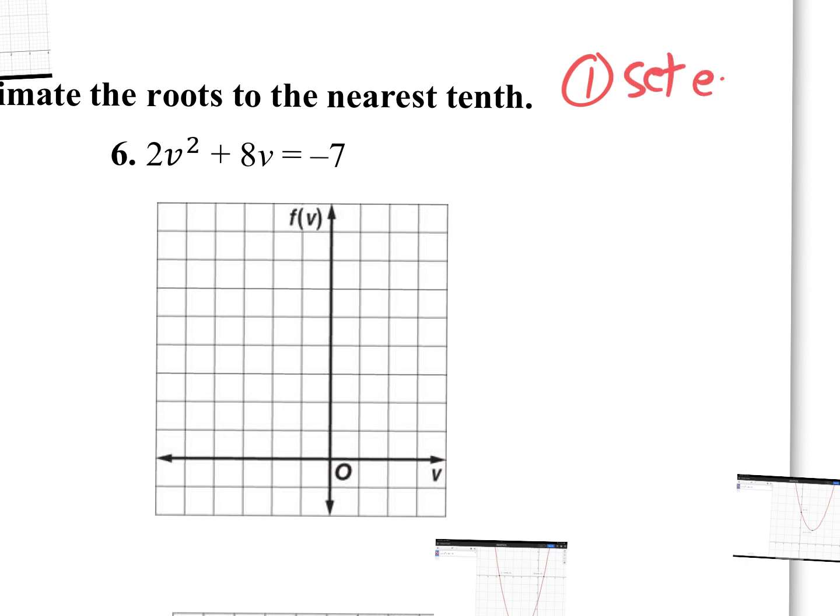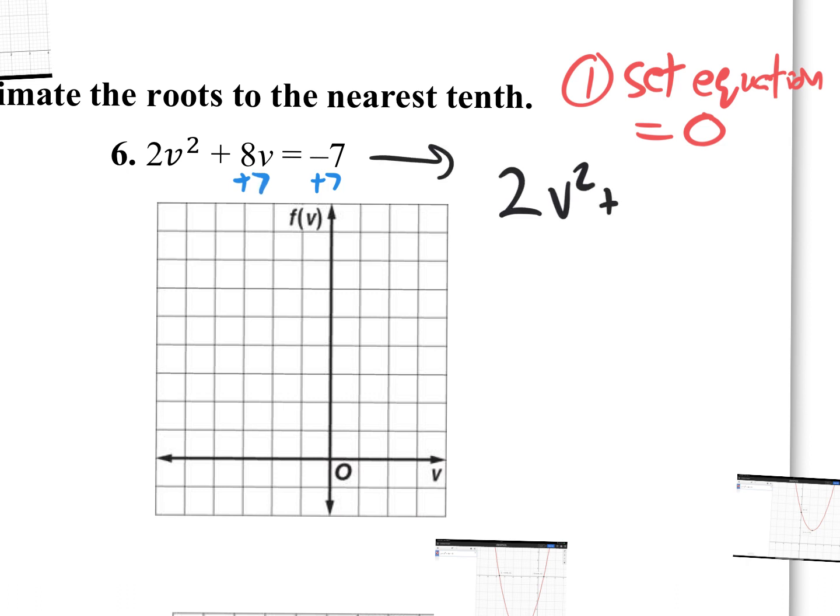Set equation equal to 0. Now, you see right here it says equals -7. You don't want that. So we need to get rid of that -7, set it equal to 0 by doing the opposite, plus 7. So what we have here is 2v squared plus 8v plus 7 equals 0.